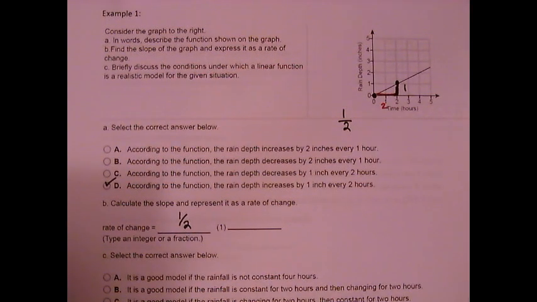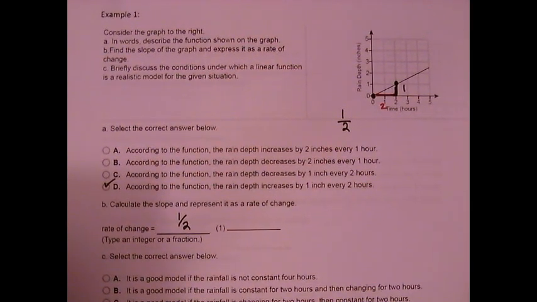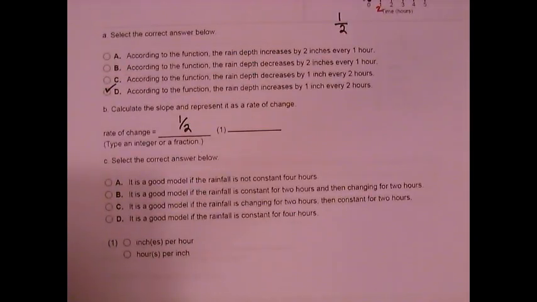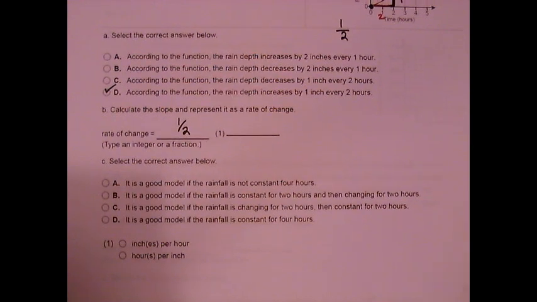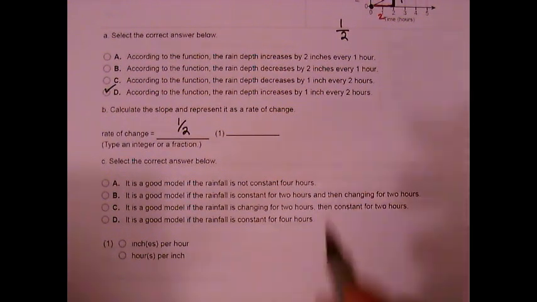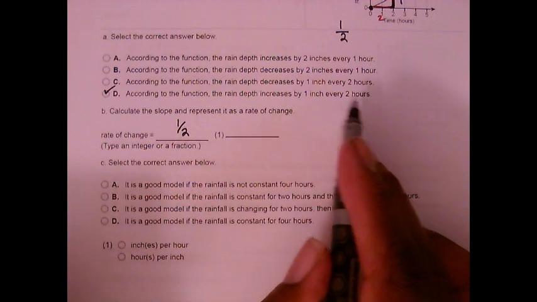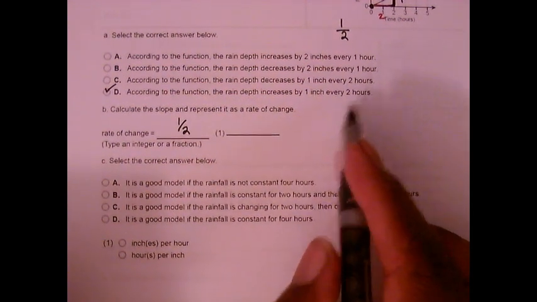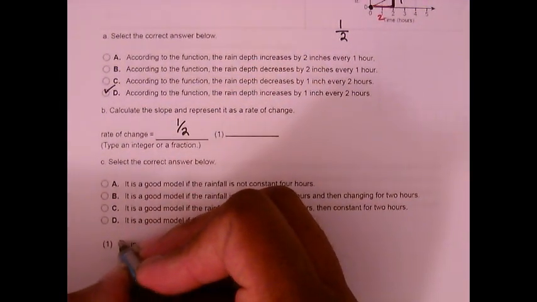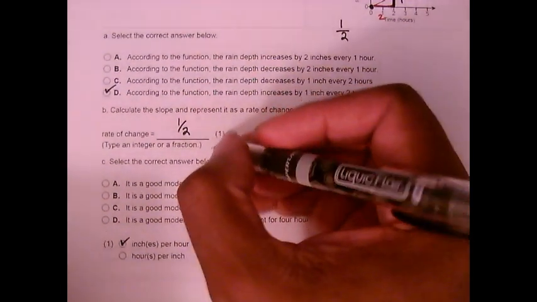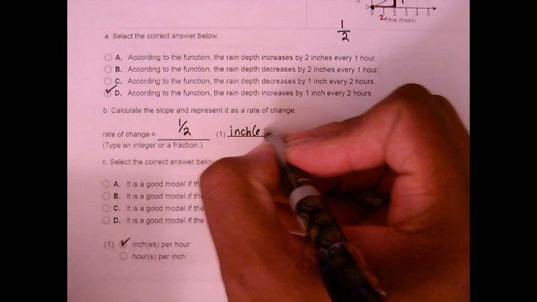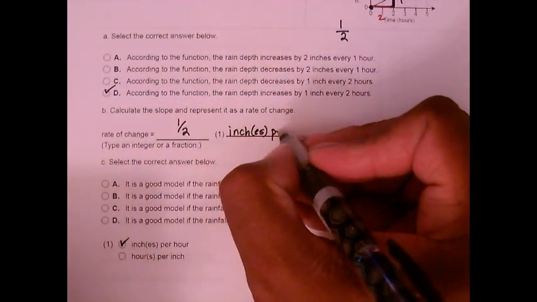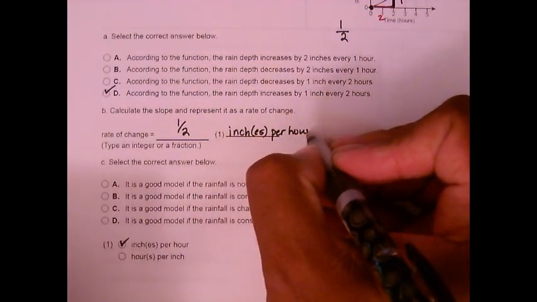Now, you will have a choice from a drop-down menu to choose from. Either inches per hour or hours per inch. In this case, it's 1 inch every 2 hours, so it's got to be inches per hour. So it's that answer choice. I'll go ahead and fill this in.